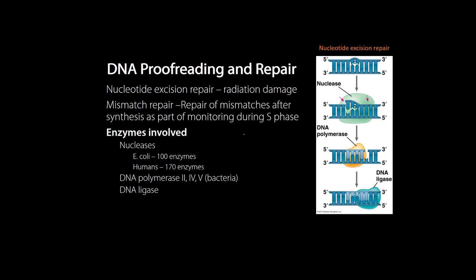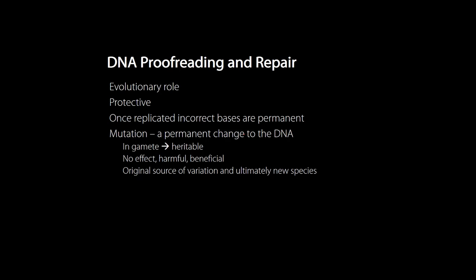Okay, so what do we mean by evolutionary role? DNA proofing and repair, so basically we do need a mistake every once in a while, right? You can think of this as the forge for evolution, or the furnace of evolution. The most important mistake that's ever made is the mutation that gets passed on.